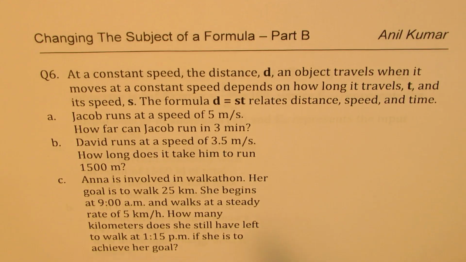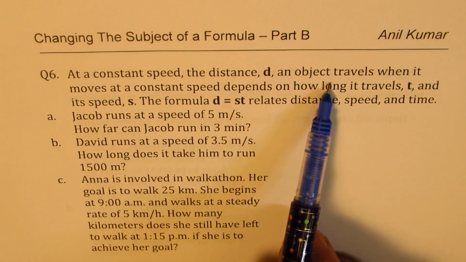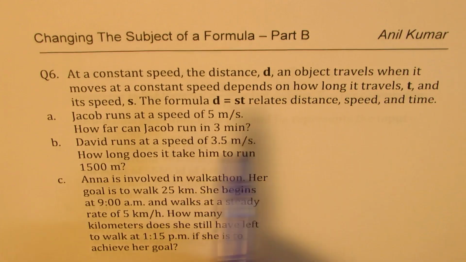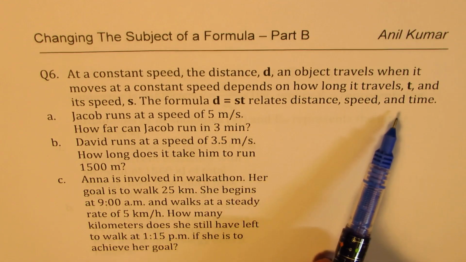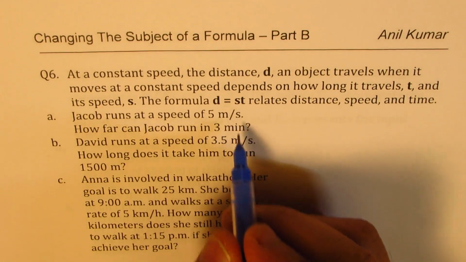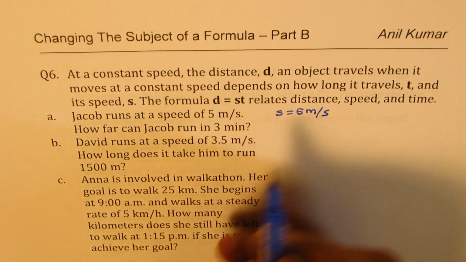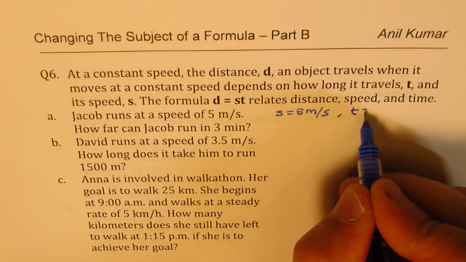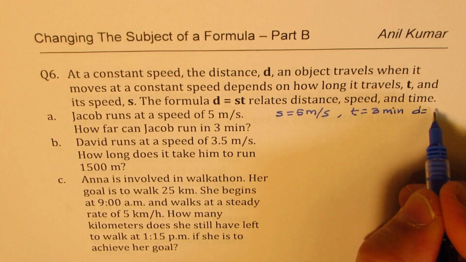Question number 6 is: at a constant speed, the distance d an object travels when it moves at a constant speed depends on how long it travels, t, and its speed s. The formula d equals st relates distance, speed, and time. Jacob runs at a speed of 5 meters per second. So speed is given to us as 5 meters per second. How far can Jacob run in 3 minutes? So the time, 3, is in minutes, right? We need to find the distance he could run.